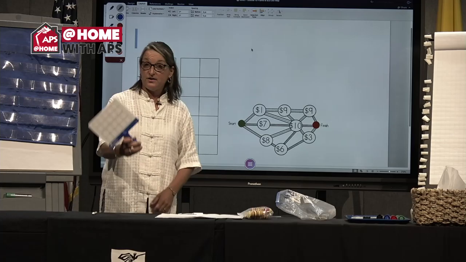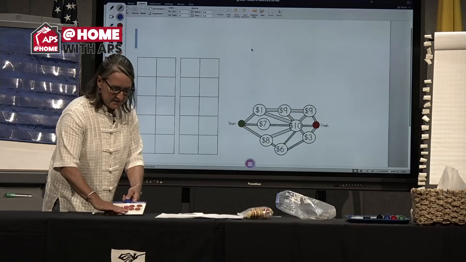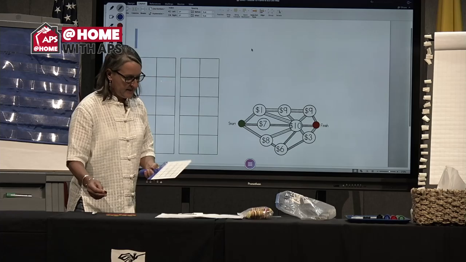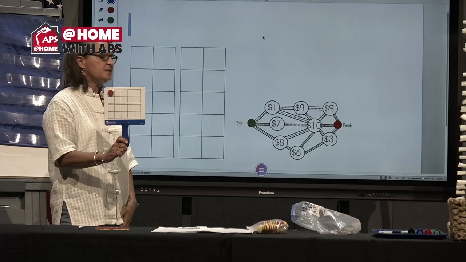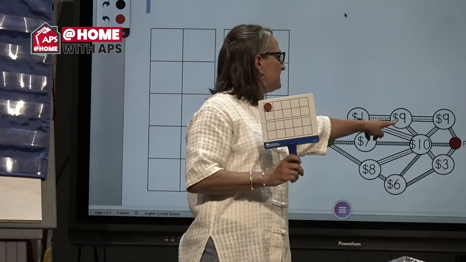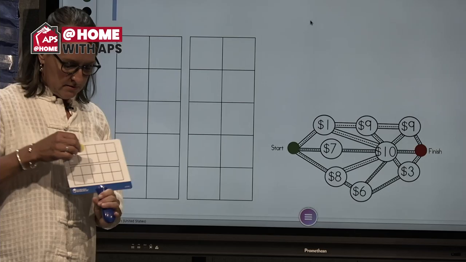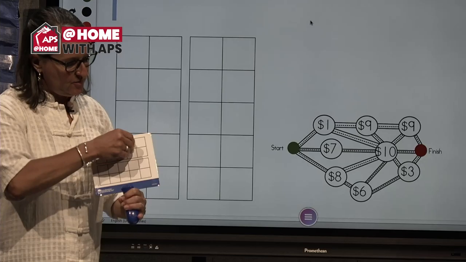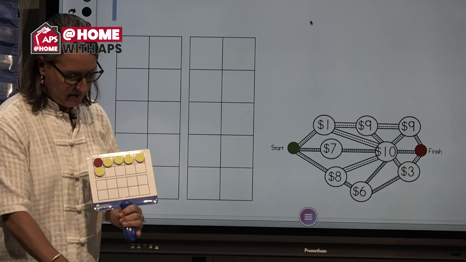All right, so if we start with our $1, we can add 1 onto our double 10 frame, still have plenty of room. The next place we could go is the $9 dot. So let's go ahead and add our 9. And what's gonna happen when I add my 9 here, guys? Can you predict it? I knew you would know. It's gonna fill that whole top frame, right?